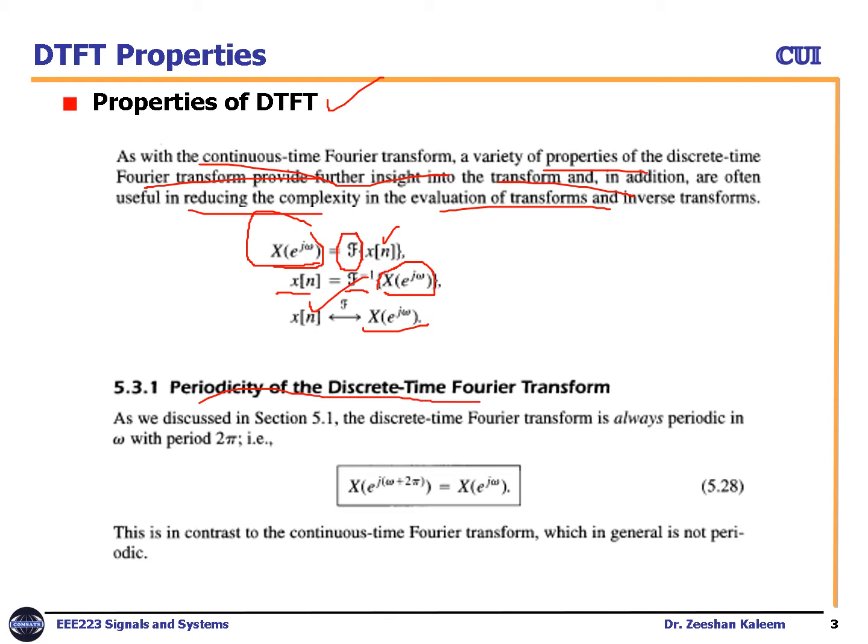As we already discussed, the discrete time Fourier transform DTFT is always periodic in omega with period 2π. What does it mean? It means that after the period of 2π, for example ω plus 2π, it will repeat and it will be exactly similar to X(e^jω). Whereas for the continuous case, it is generally not periodic.